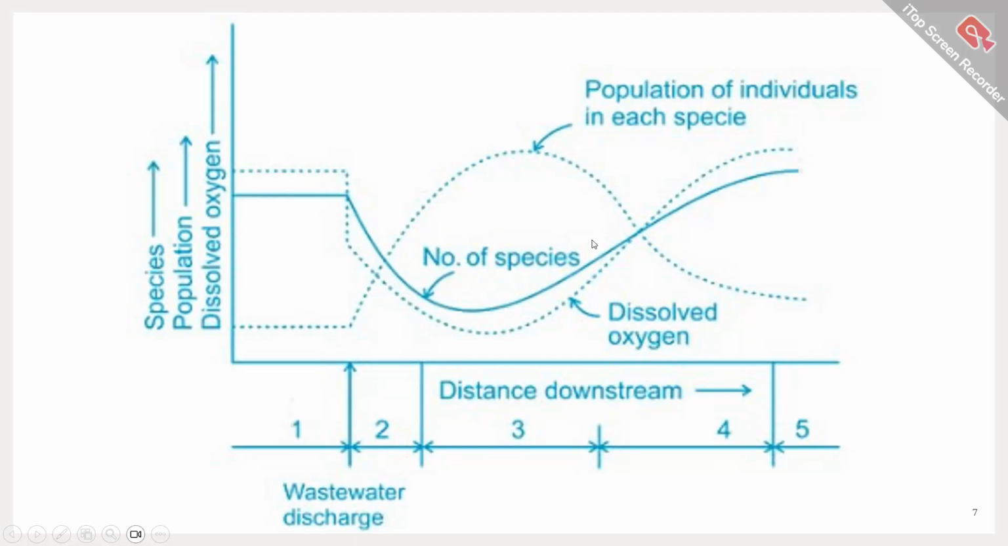Number of species of what? Number of species of aerobic microbes that are present in the river water. So what happens? Because of the competition between them for the food, and also the decrease of the dissolved oxygen, their species also gets decreased.